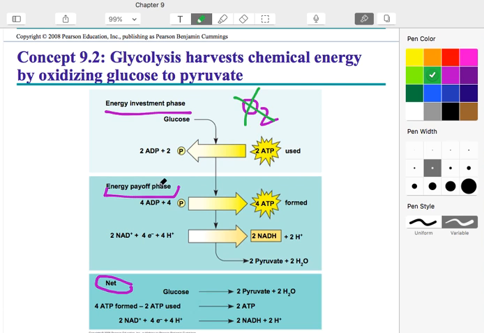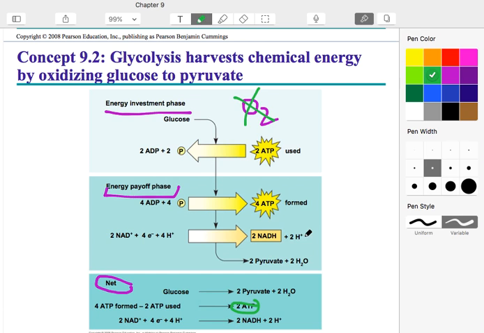In the energy payoff phase, what you invested, you're going to get some profit from. So you get 4 ATP, not bad. The net you got is 2 ATP. Not only that, you're going to get two molecules of pyruvate, and water is going to be released. Water plays a very important role in the case of photosynthesis, where the splitting of water occurs. So water has a very important role. Another thing you're going to get is NADH.